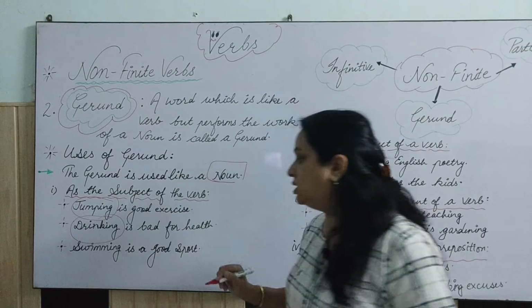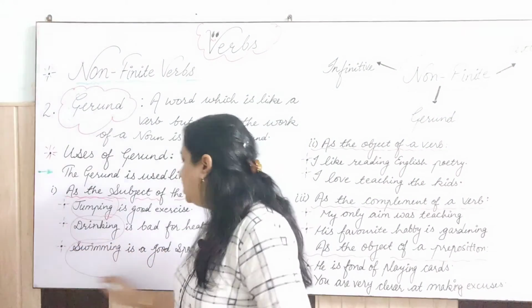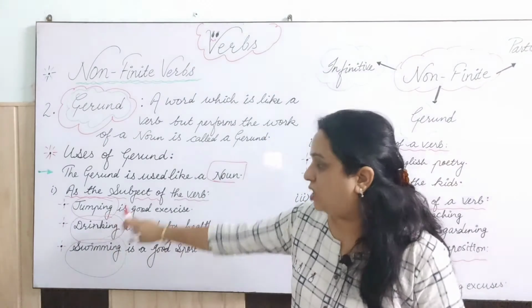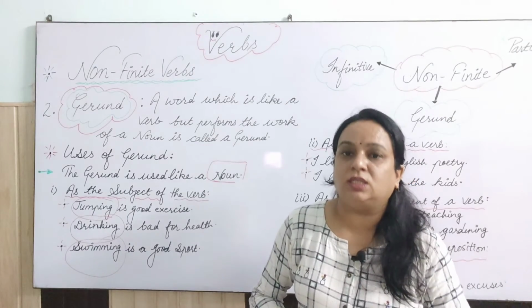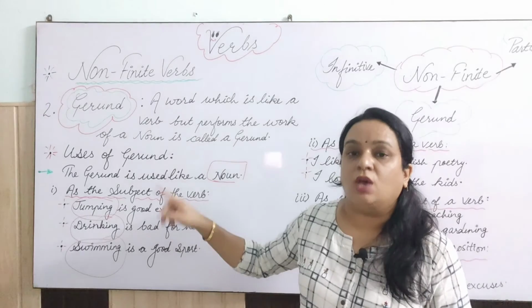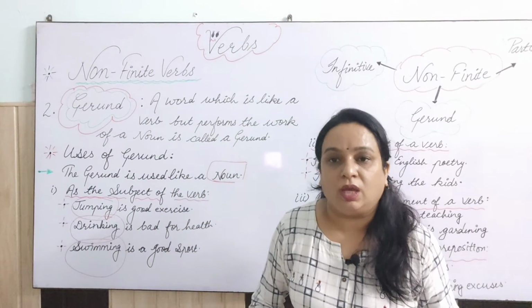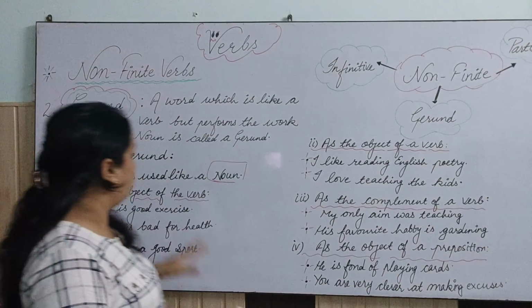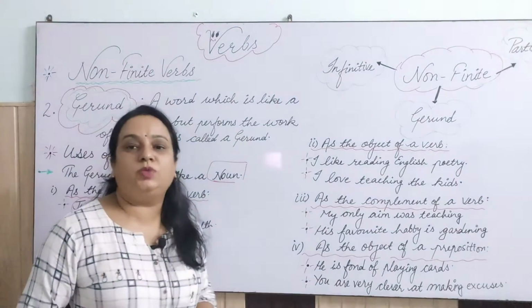Swimming is a good sport. So what is good? That is swimming. So all these, jumping, drinking, swimming, are working as the subjects in the sentences, or the verbal nouns in the sentences, because when we see them at a glance, we see a verb, okay, but it actually works like a noun, right? So that was the first use, as a subject. Second is as the object of the verb.